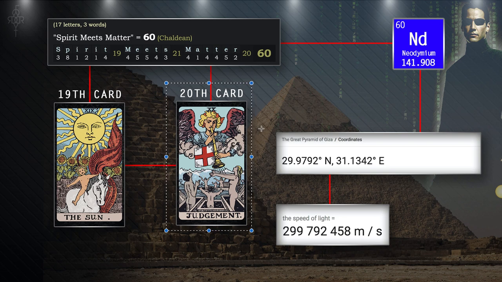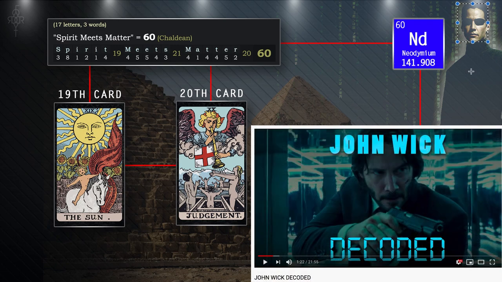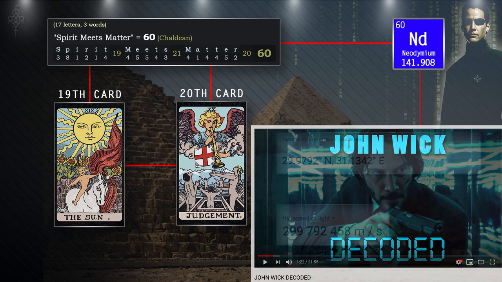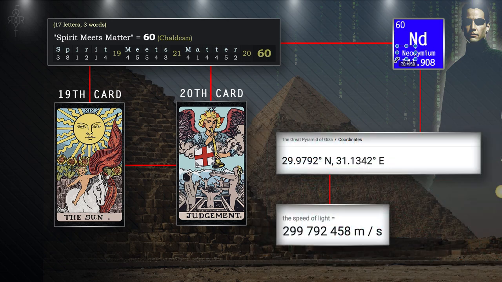What's really interesting on another layer, folks, is why I have a picture of Neo from The Matrix. There's a very good reason why Keanu Reeves was chosen for this role, Destiny. Go see my video on the decoding of John Wick. It'll tell you exactly why Keanu Charles Reeves was chosen for this role. But this is the reason why, because the element neodymium, Neo, is the 60th element.